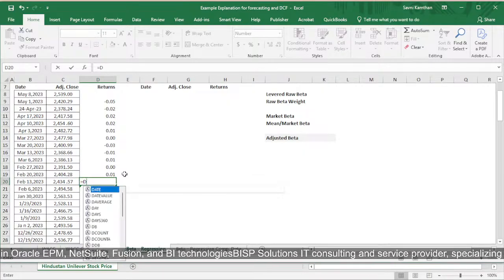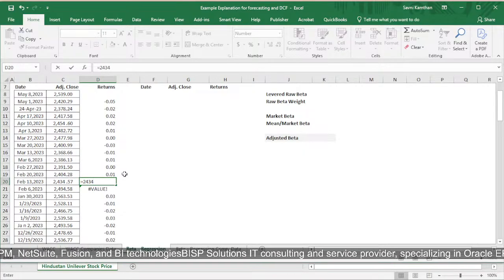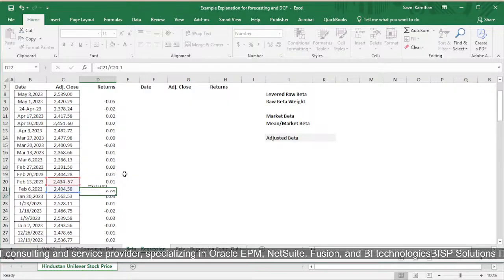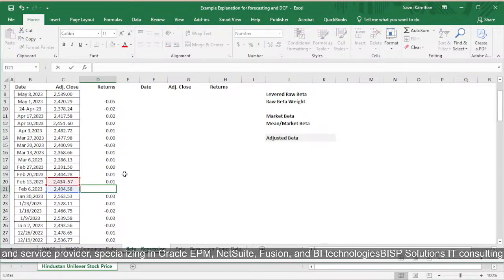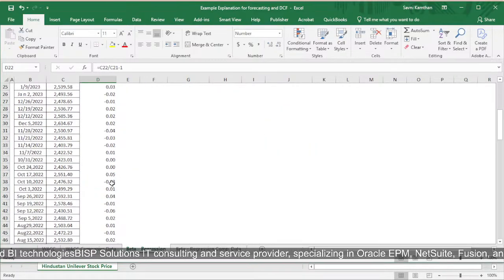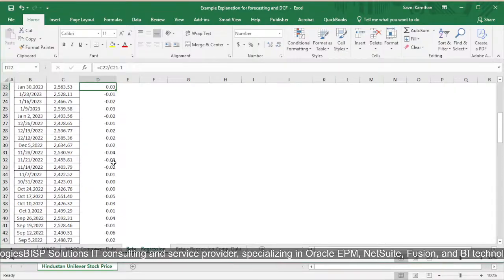We have to calculate it as 2434.57 divided by 2404.28 minus 1 equals this. If we do the same thing by dividing directly, it will show us the error value only. So for some data we can do manual entry also, which is divided by 2434.57, and subtracted by 1. So this is what our returns is all about.